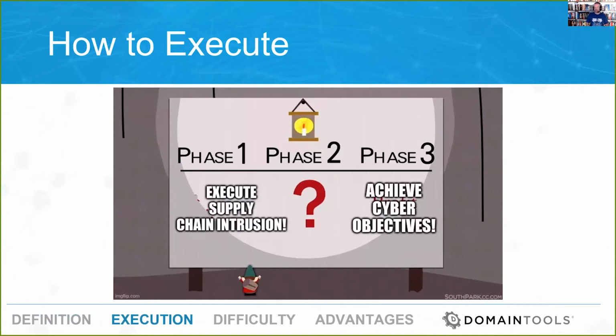But that's all well and good. We've talked about a lot of ways of using the supply chain, or just really trust relationships between vendors and consumers, in order to get into networks. Then we're not really sure what happens, because ultimately our goal is to achieve some sort of cyber objective, but just simply compromising the supply chain does not get us to this point where we can start executing whatever it is we're desiring within the victim environment.